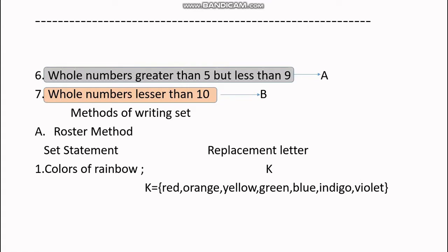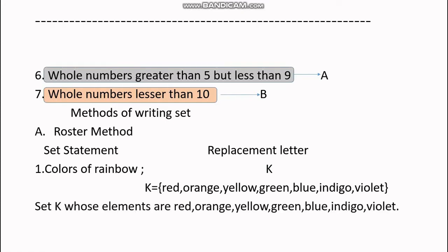Then how are we going to read this roster method? This is read as set K, whose elements are red, orange, yellow, green, blue, indigo, and violet. So, ano ang pagbasa? Next, number 2.